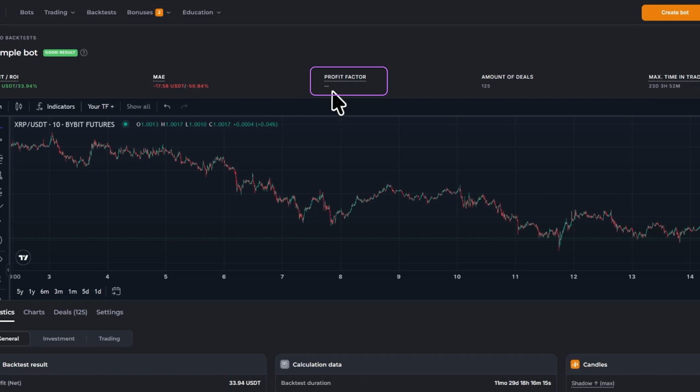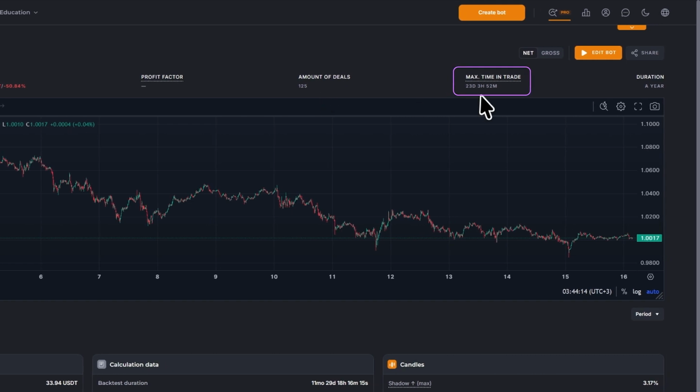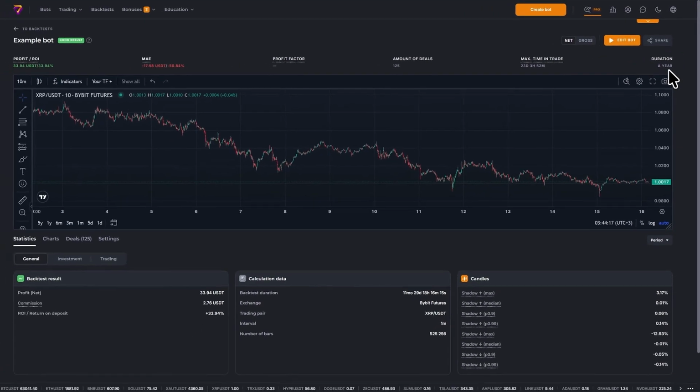Profit factor. Right now, it shows a dash because this specific strategy didn't have any losing trades in this period. But generally, it shows the ratio of gross profit to gross loss. Anything above 1 means the strategy makes money. Amount of deals. We have exactly 125 trades in this test. Max time in trade. The absolute longest a position was held open, which here is 23 days and 3 hours. Duration. The time frame of the test itself, which is practically a full year.